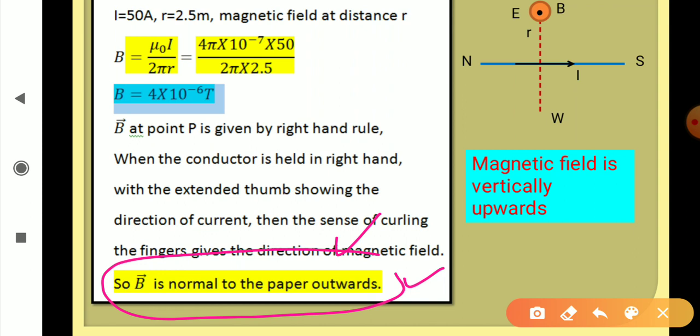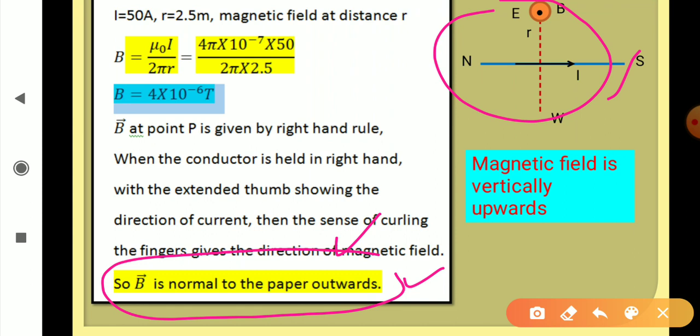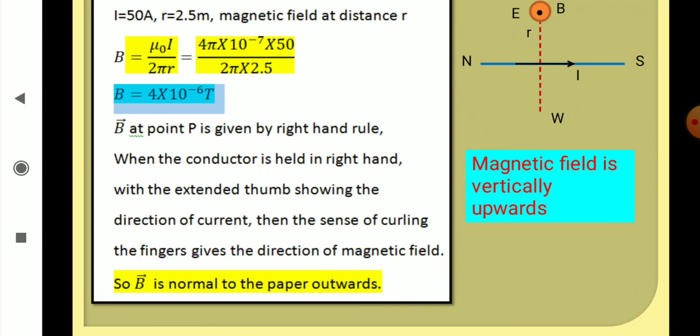But you see that this is a horizontal plane. North, south, east, west directions are in the horizontal plane. So if this magnetic field is directed outwards, it means that it is directed vertically upwards. Try to visualize the situation. So this magnetic field is directed vertically upwards.